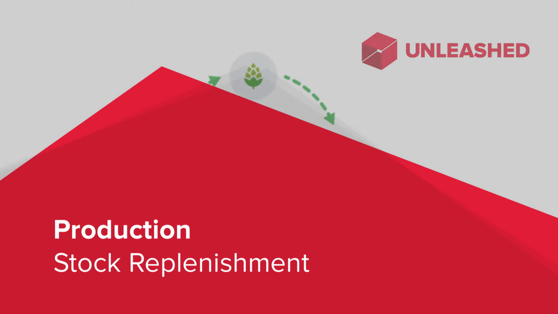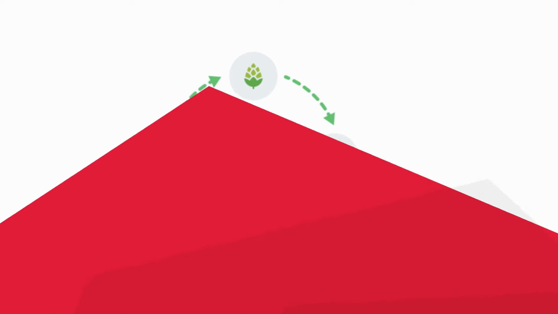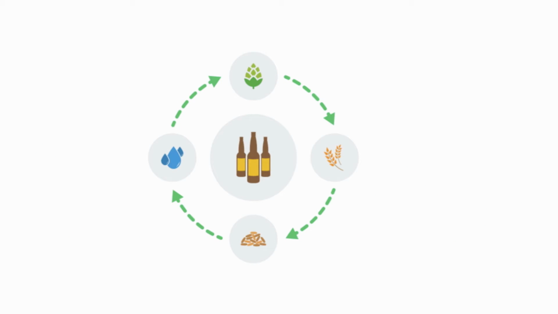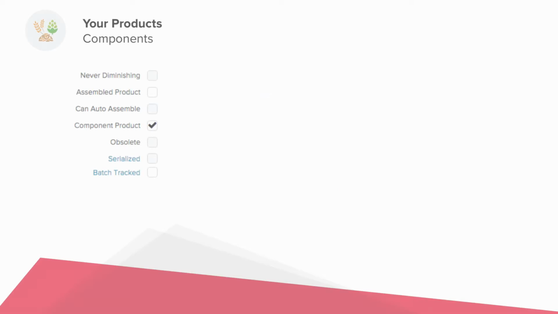Now let's have a look at the steps we'd need to manufacture goods. We're going to be using the scenario of a brewing process. One of the first steps in setting up the production module is to configure your products. So in the product record, you're first going to select what products are components. A component basically means it can be used in a finished product.